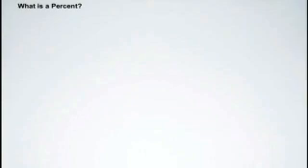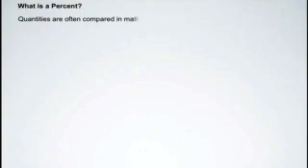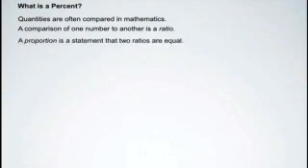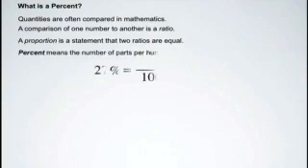So the first thing we're going to look at is percent. And so we ask ourselves, well, what is a percent? And first we're going to go back to the fact that often in mathematics we compare quantities, or we can even compare numbers. So a comparison of one number to another is a ratio. And we're going to talk a little bit more about this later. But a proportion is a statement that two ratios are equal.